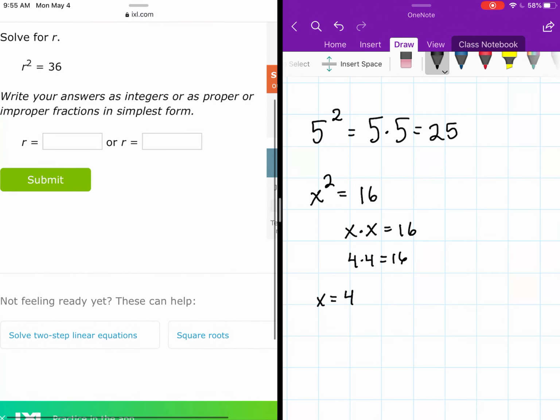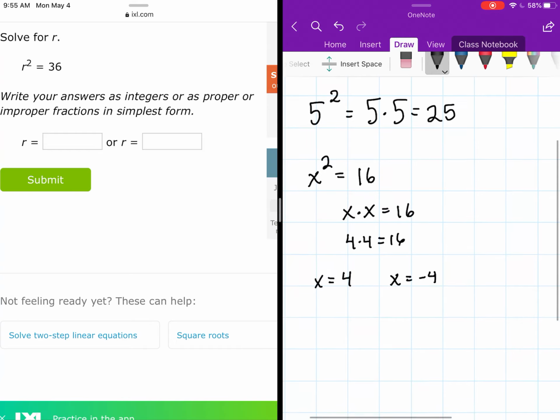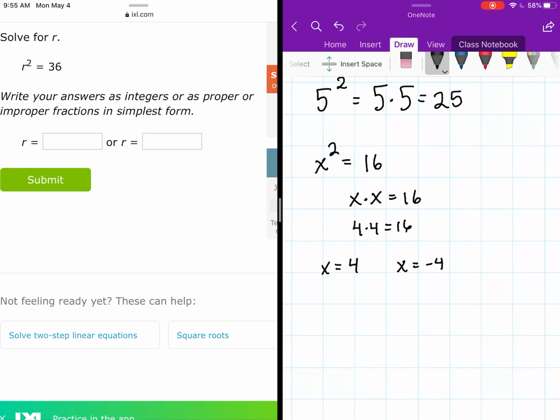Now if you notice here though, on the side, I have two spots. The reason that there are two spots is because x can also be negative 4. Why can it also be negative 4? Because if you were to multiply negative times negative, you still end up getting a positive result. So both of them will work, the positive 4 and the negative 4.